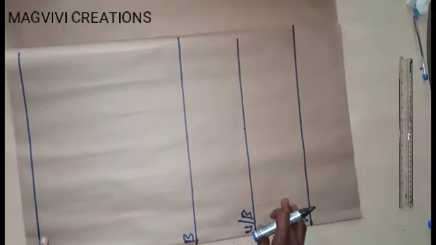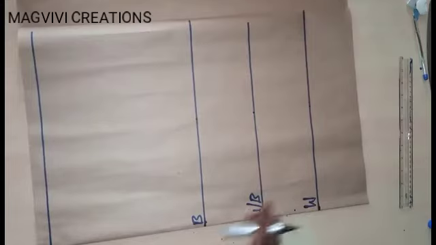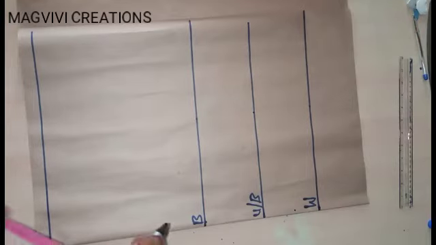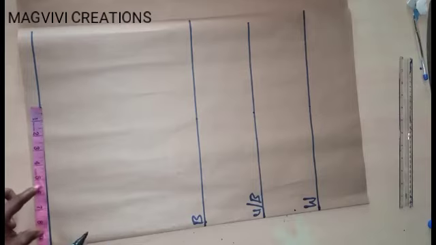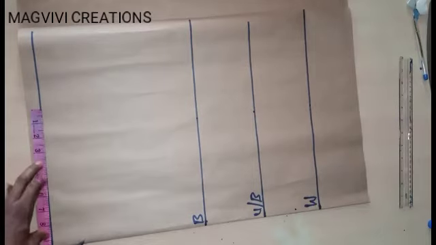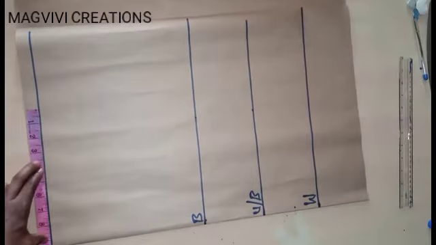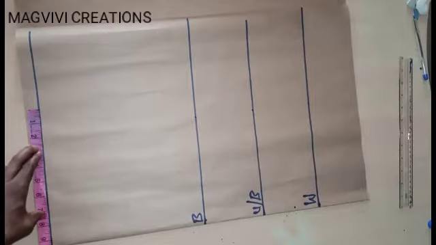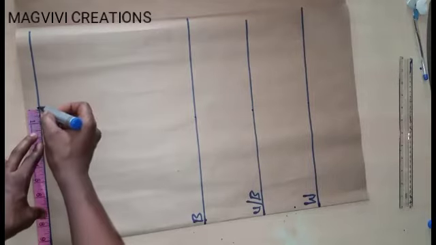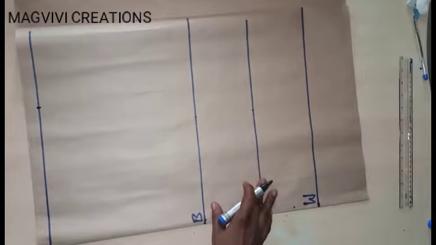So now I would place my shoulder measurement. The shoulder measurement here is 18 inches. Divide by 2, that is 9 inches. If you will be adding sleeve, remember to add ½ inch for joining your sleeve. So I'll just mark at 9.5: 9 inches for the shoulder, then the ½ inch for joining the sleeve.